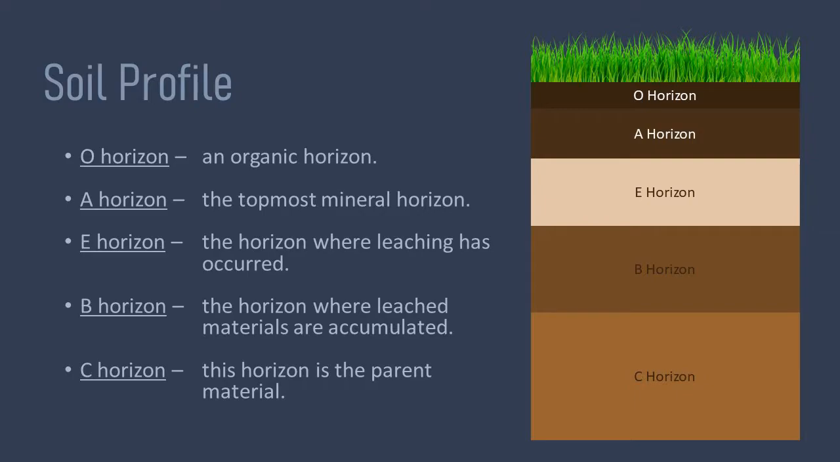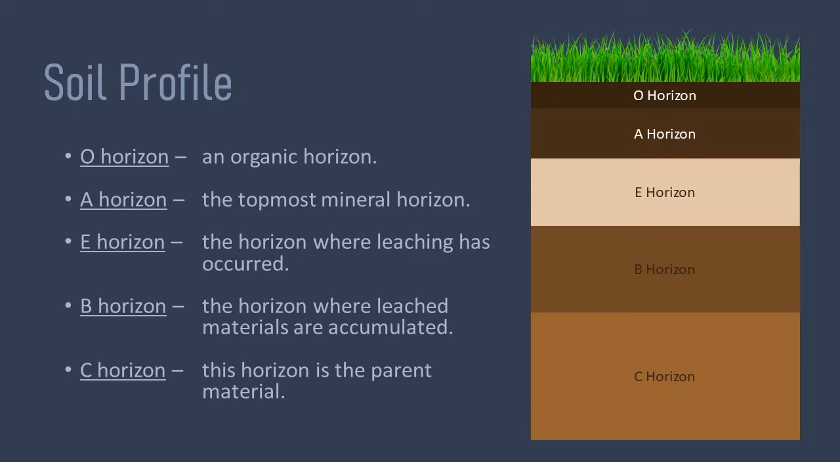The A horizon is the topmost mineral horizon. It's usually dark in color because of the organic matter that has leached into it from the O horizon above. The E horizon is a horizon where significant leaching called eluviation has occurred. Because of this leaching, the E horizon is usually light in color.